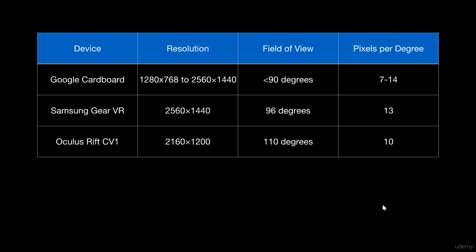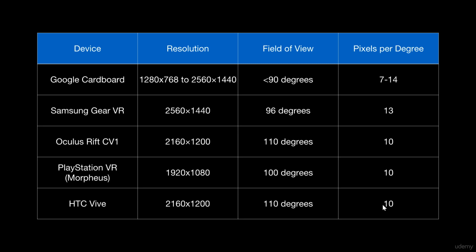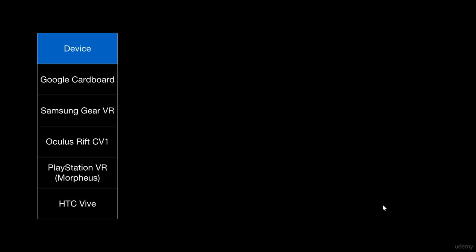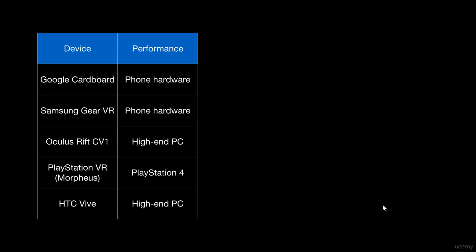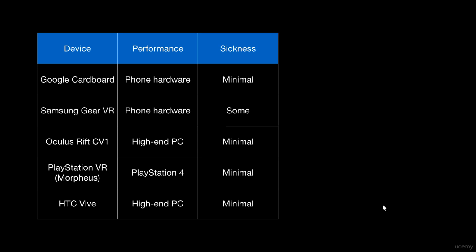The Oculus Rift, on the other hand, has a much lower pixels per degree, but that's because of its greater field of view. And similar things are happening with the PlayStation VR and the HTC Vive. Now, how about these in terms of performance? So obviously, phone-based hardware is going to be not so great. The high-end PCs of the Oculus Rift and the Vive are going to achieve the best performance in-game, and the PlayStation falling somewhere in between because you can't quite achieve the same graphics card performance as on high-end PCs.